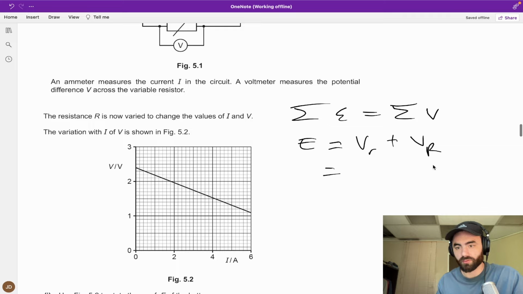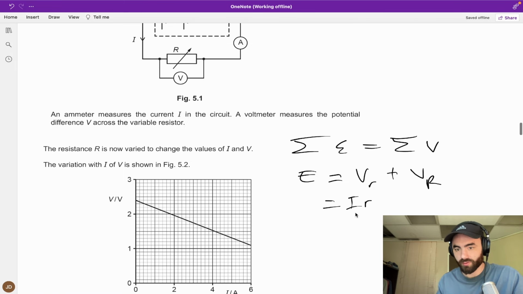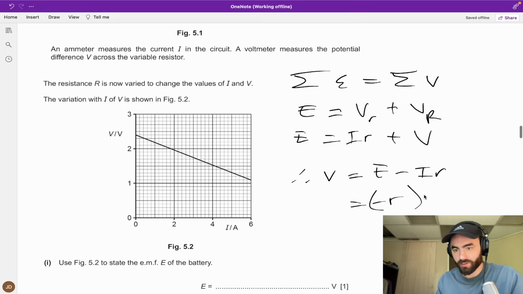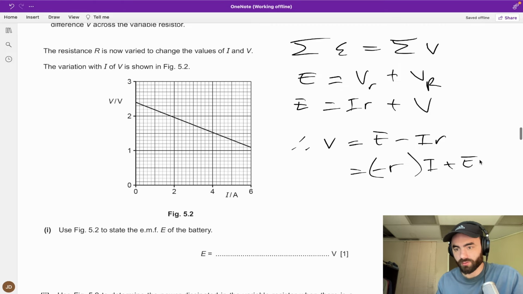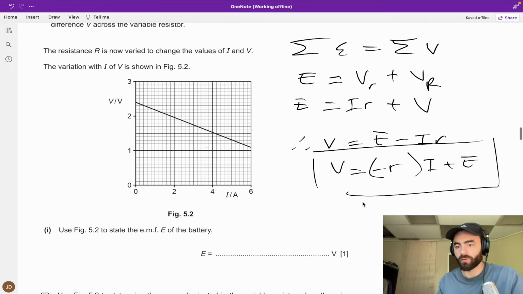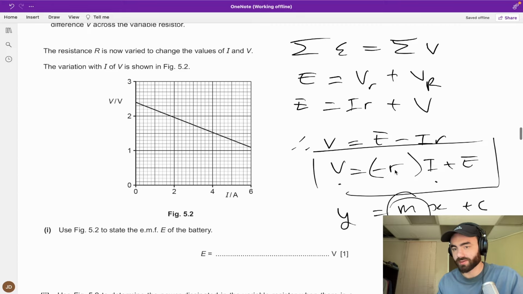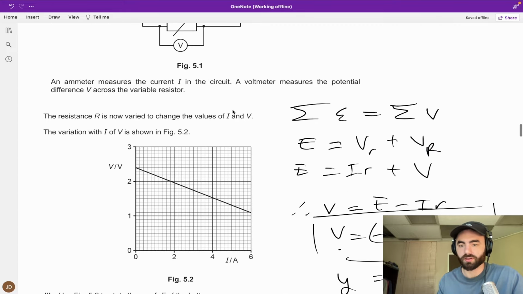This is going to equal IR, plus we'll just keep this as V. This is V here. So therefore V equals, if we rearrange this, E minus IR, which is minus I times R. Just rearranging this into this form. This is y equals mx plus c if we plot V against I, like they do here. This is important. So the gradient is the negative of the internal resistance.